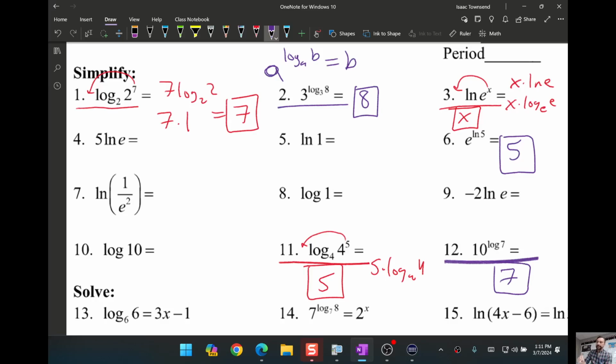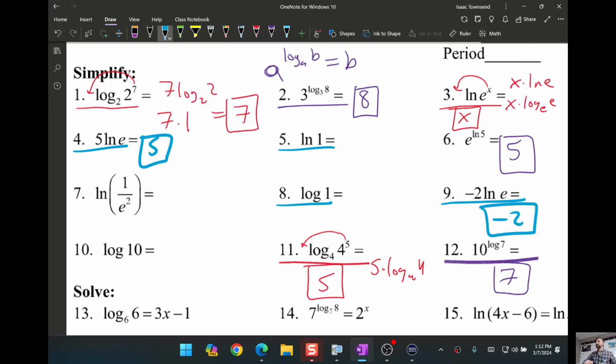Okay, I would say 4, 5, 8, and 9. I'd say all of these are on the easier side. These are ones, if you know how to read a logarithm, you don't even really need any properties. So, natural log of e is just 1. E to the first gives you e, so this is like 5 times 1. Same idea over here. This is negative 2 times 1. And then 5 and 8 are basically the same thing.